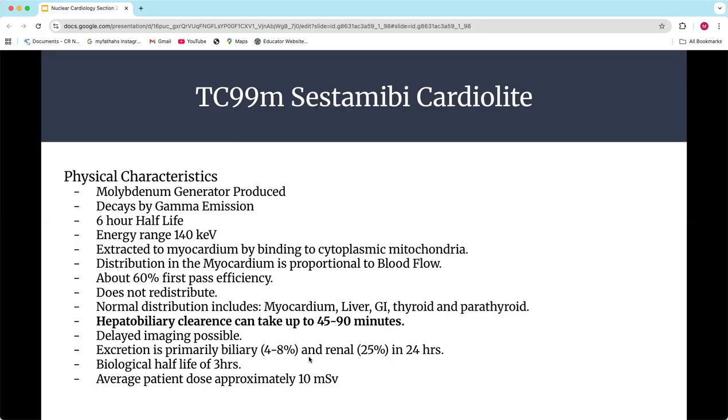Also, I kind of skipped over this, but again, energy range of 140 keV, right? So you're going to get better images out of this compared to thallium, because we have that energy range that our low energy collimators are just kind of designed for and they love, right? So you're going to get much better imaging with a tech-based product and a lower patient dose.